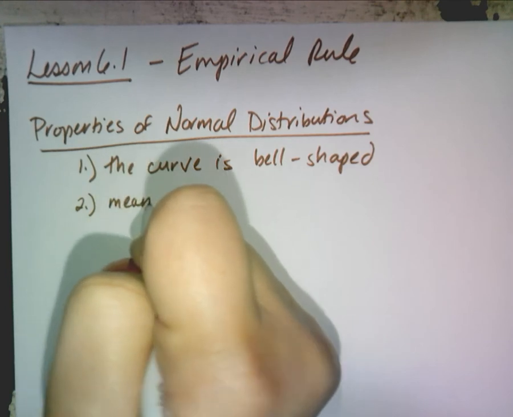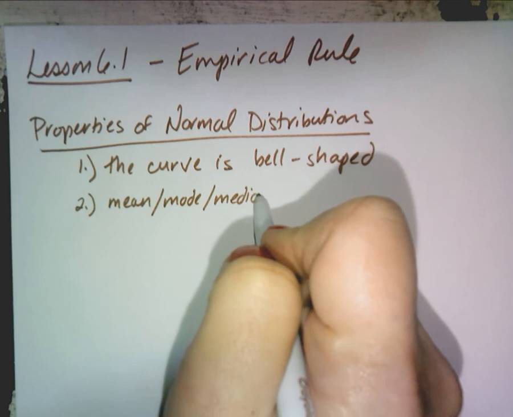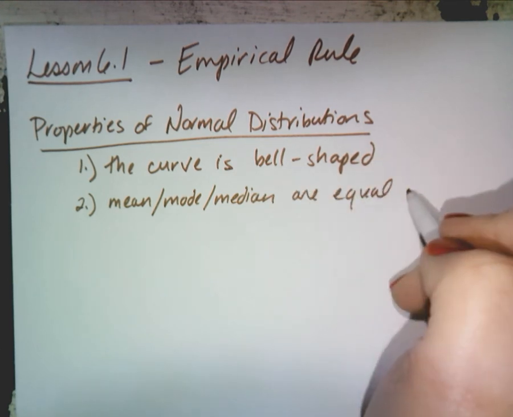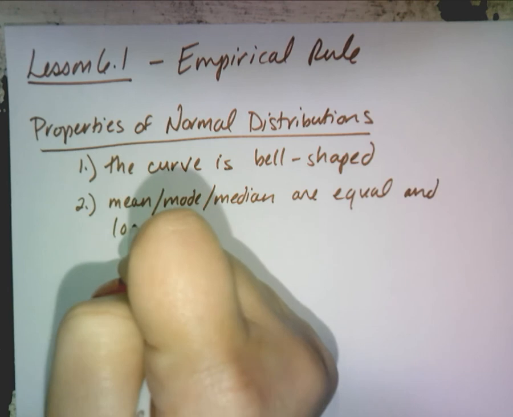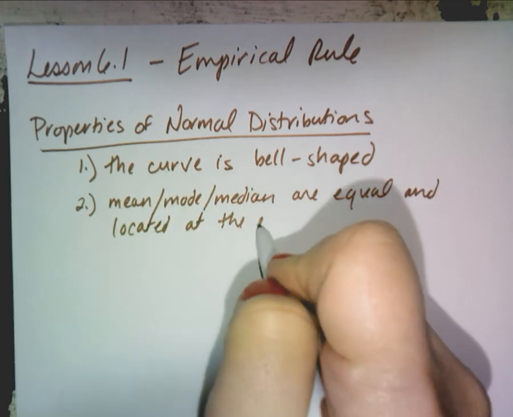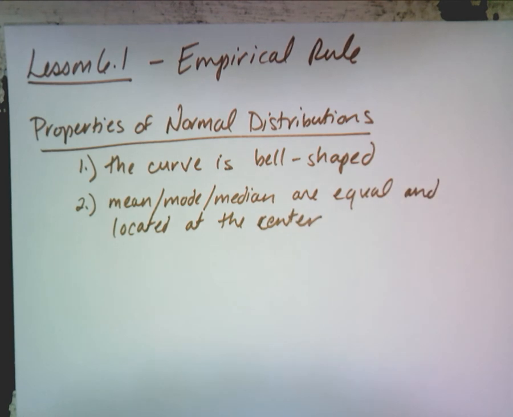The second property is that the mean, the mode, and the median are all equal, and they're located at the center. Okay, the curve is bell-shaped. Your mean, your mode, your median are all smack dab in the center of that curve.